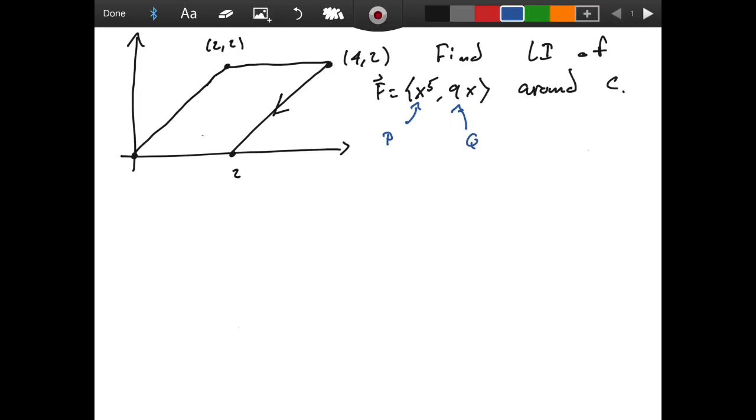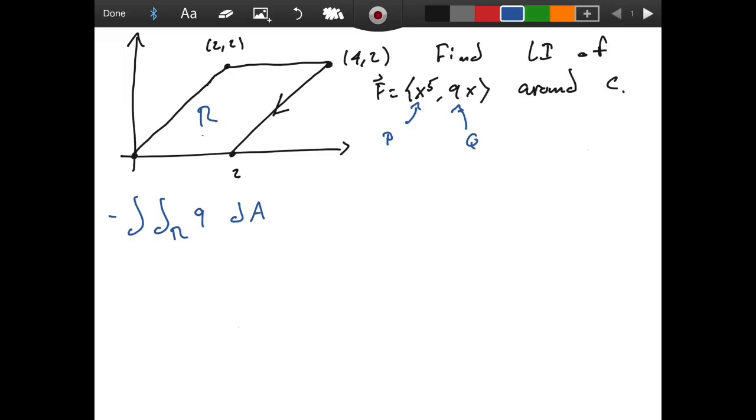And so what Green's theorem says is that the integral that we care about is going to be the area integral over the parallelogram, which I'm calling R, of Qx minus Py. So the derivative of Q with respect to x is 9. The derivative of P with respect to y is equal to 0. Okay, but notice, to do Green's theorem, the boundary has to have counterclockwise orientation. This has clockwise orientation, so that just means we need to multiply this integral by -1.